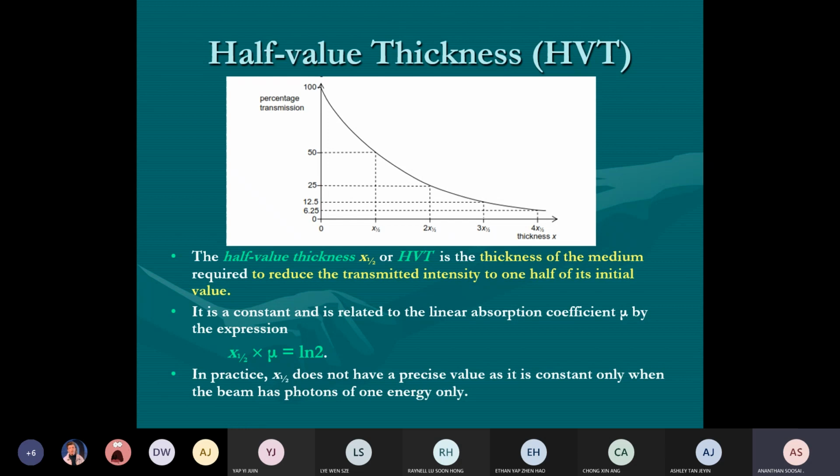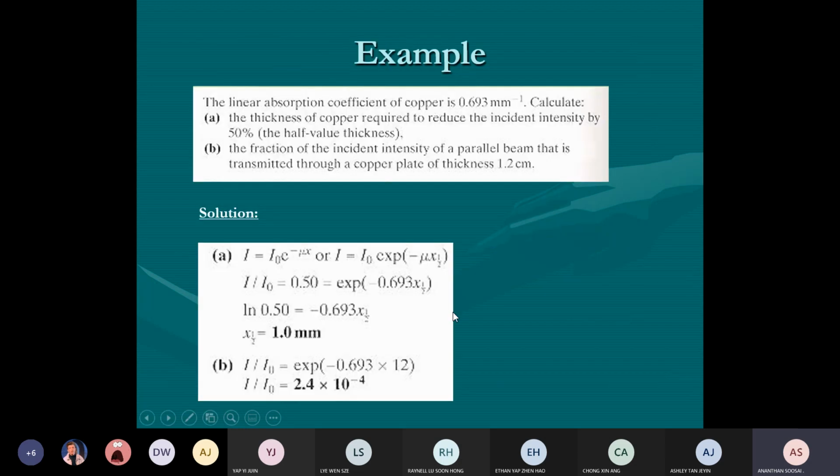That's all. One example about the thickness, about absorption. Look at the question and look at the solution. This is exactly the same as your half-life, as I told you. Look at the first one. Read the question and look at the solution.